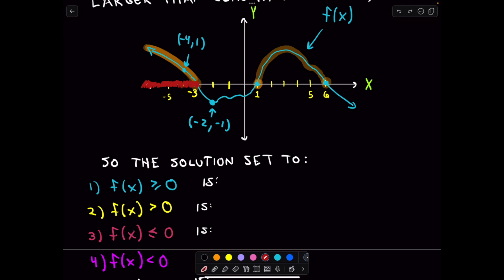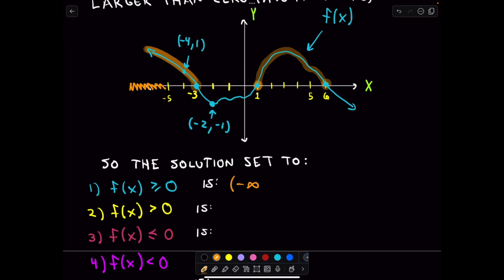So let's think about that first interval of numbers that I've got shaded in. How would I describe that interval of numbers? Those are the x values where I get an output that is either 0 or larger. Way out here is negative infinity. To write that in interval notation, we go from negative infinity up to, and we include, negative 3 because it's allowed to equal 0.